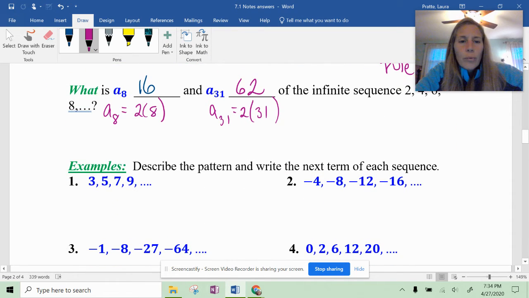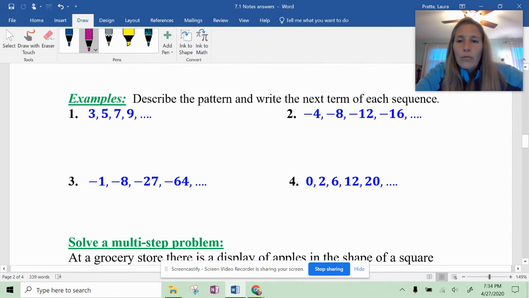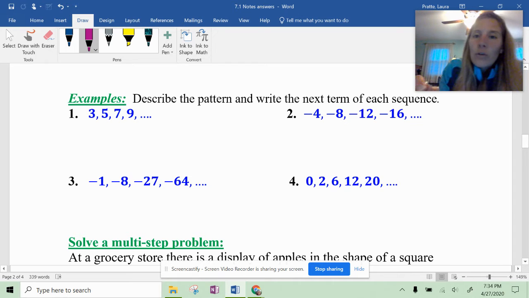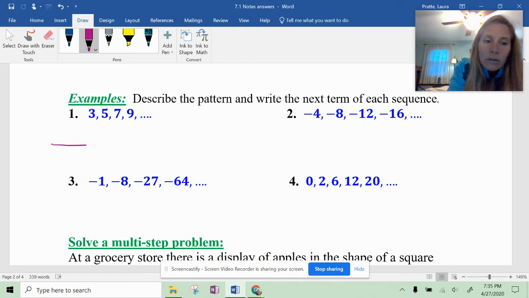Okay, so let's do a couple examples here. Describe the pattern and write the next term of each sequence. So again, they're giving you the outputs. So what I like to do, and you don't have to do this, it's just, to me, it makes it a little bit easier to figure out what's happening.